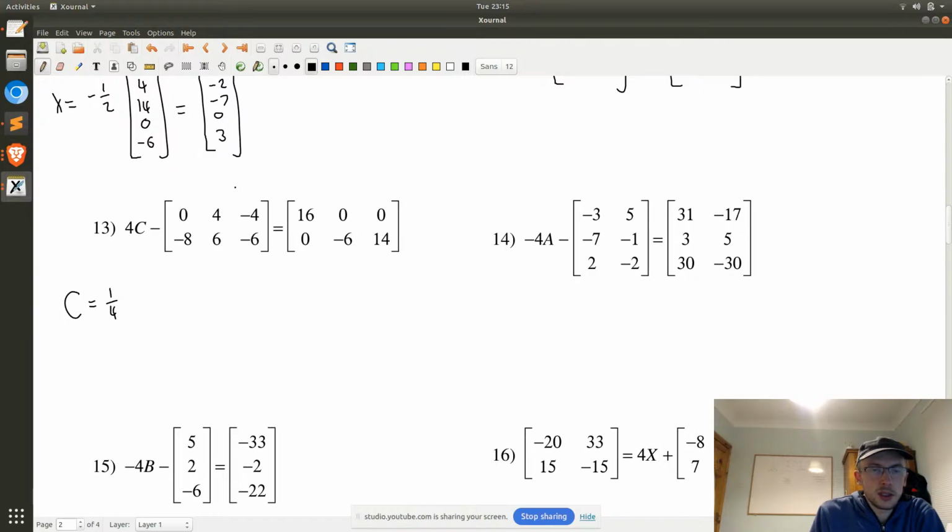C is a quarter of that 2 by 3 matrix there, added to that 2 by 3 matrix there. So it's 16.